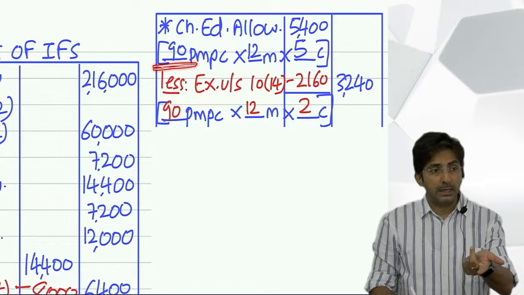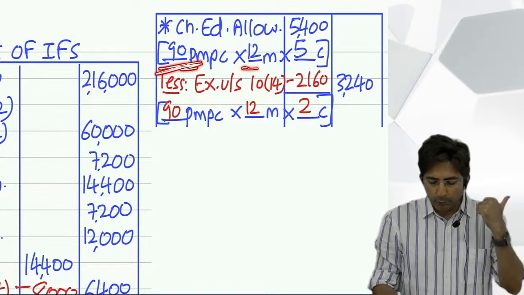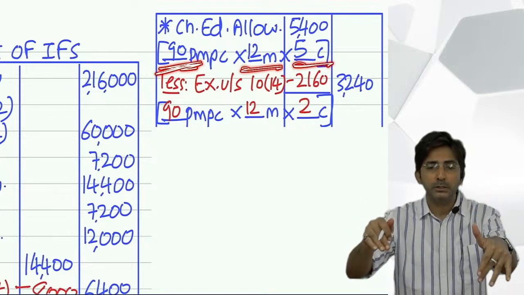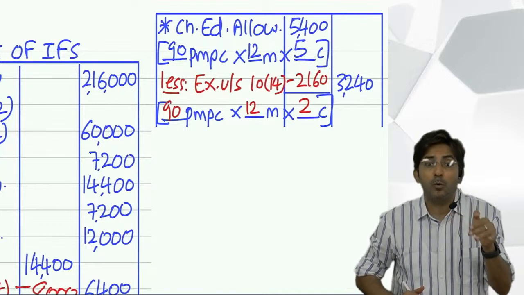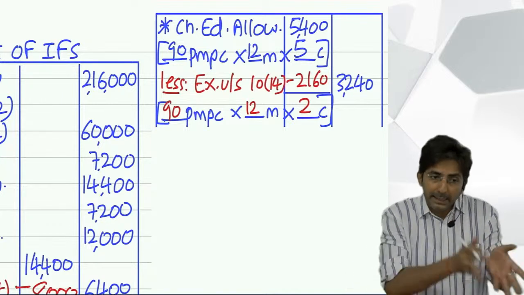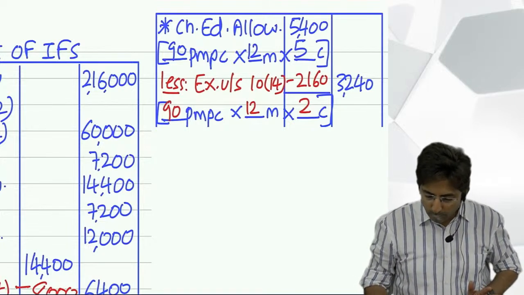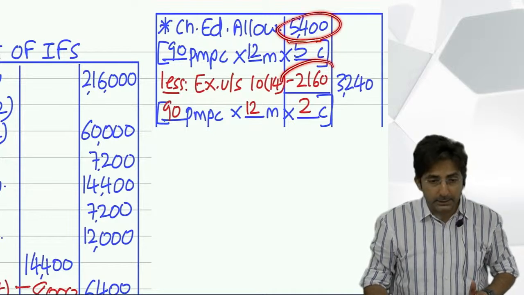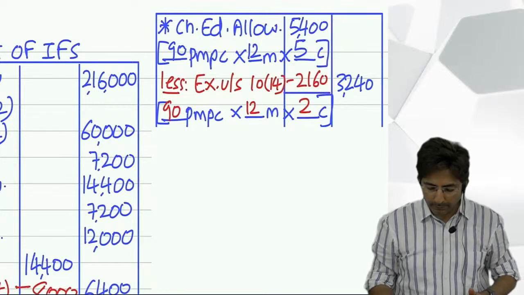See, even for hostel allowance, your method should be like this. Dash per month per child into dash months into dash children. Then first write as per question and then as per the rule. But in the rule, maximum means not more than that. If it is less, take less only. So done, 5400 minus 2160. So the outer column comes to 3240. Okay.